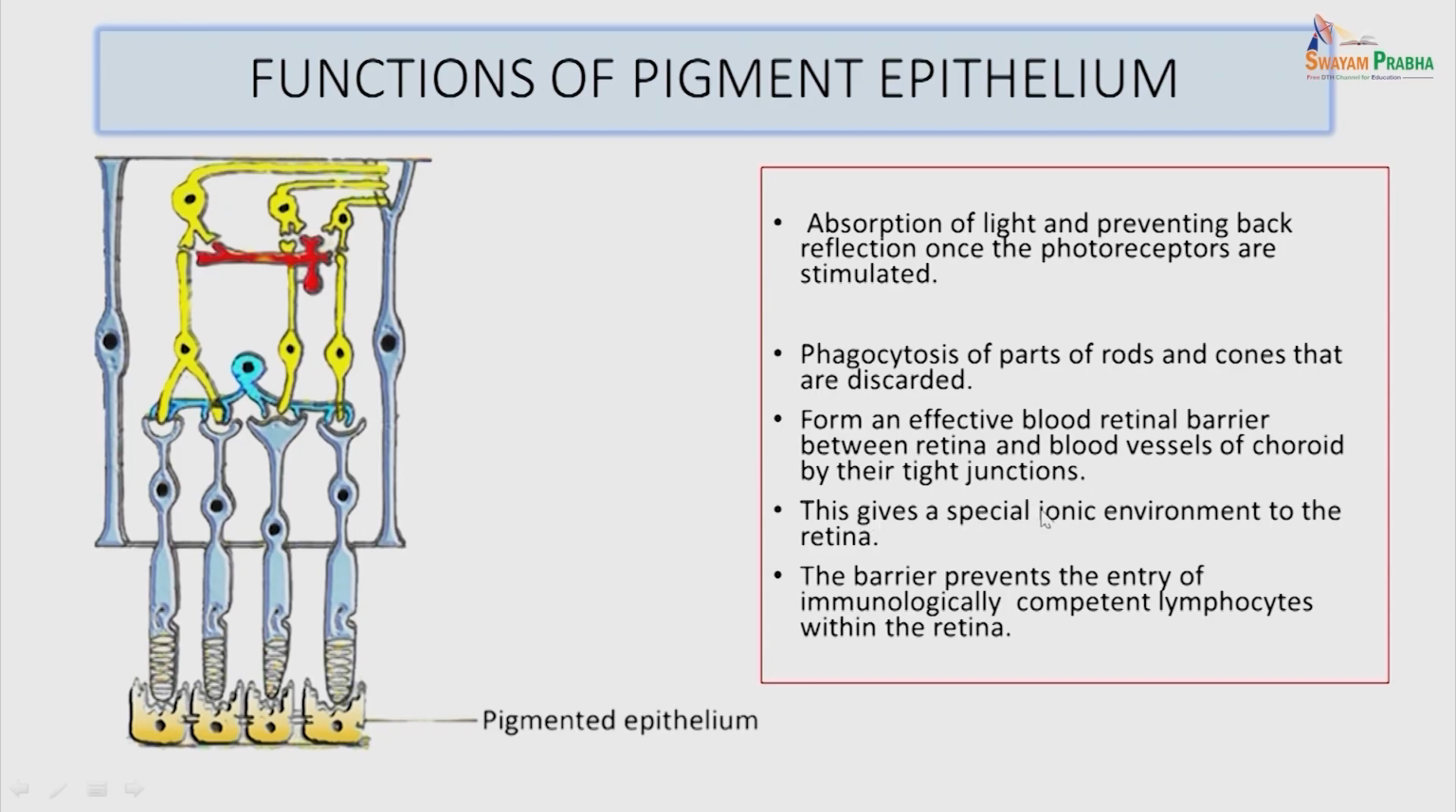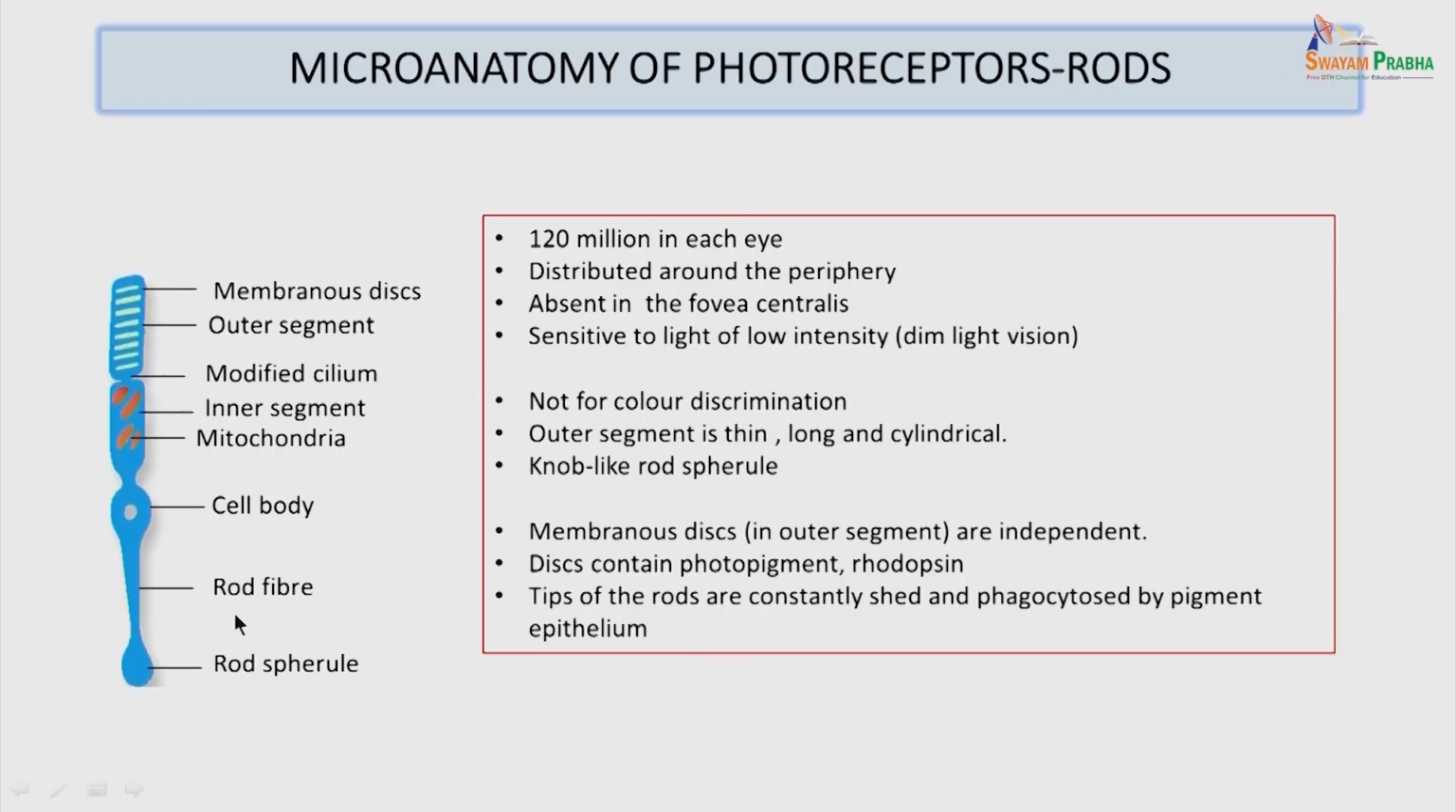This gives a special ionic environment to the retina. The barrier prevents the entry of immunologically competent lymphocytes within the retina. This is the diagrammatic representation of this layer, that is the pigmented epithelium you are seeing here, and the remaining part of the retina will be called the nervous part of the retina. We are going to see the microanatomy of photoreceptors, rods and cones.